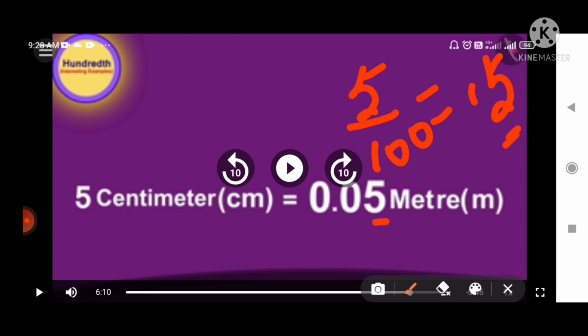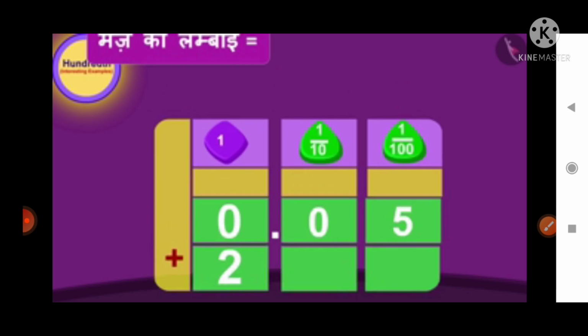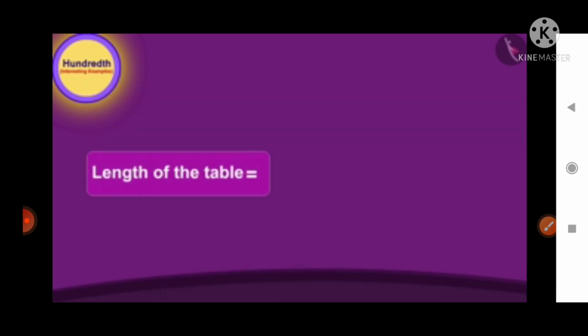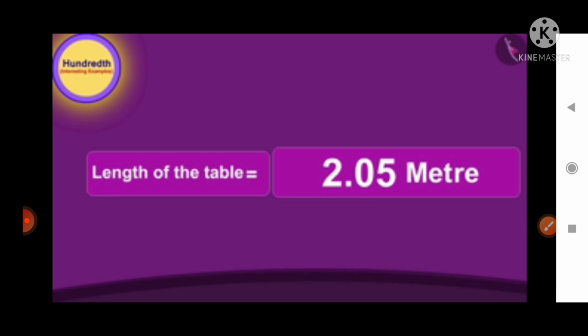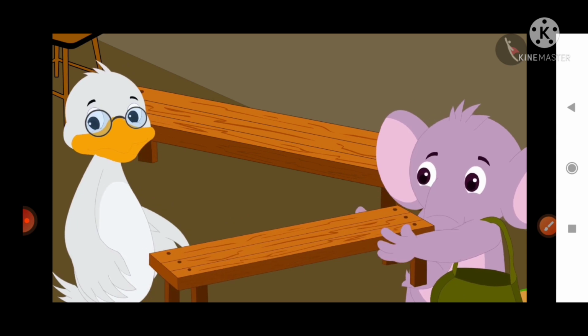So instead of 1 digit, 2 digits we need. So I put a 0. Then I made a decimal point here. So after the 2 digits, you put a decimal point. This is the decimal point, isn't it? So what comes now? 5 centimeters is equal to nothing but 0.05 meter. Can you understand? If we add 2 meters to it, the length of the table will be 2.05 meters.